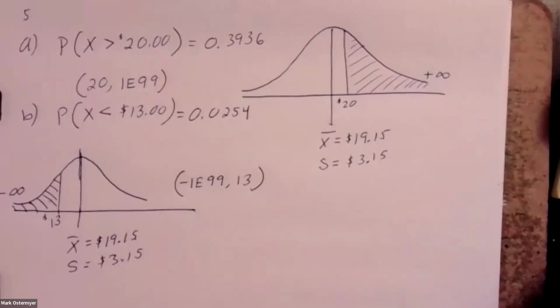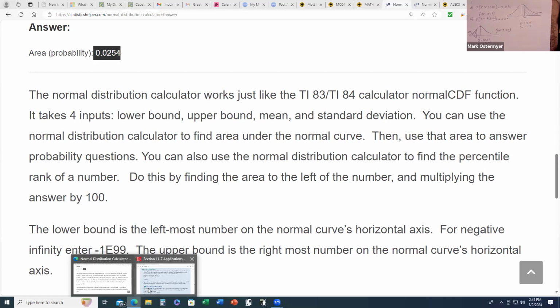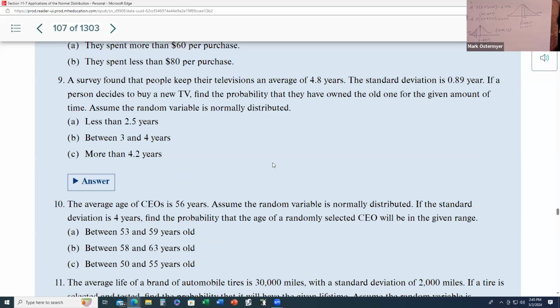All right, let's look at problem number 9. A survey found that people keep their televisions an average of 4.8 years. The standard deviation is 0.89 years. If a person decides to buy a new TV, find the probability that they have owned the old one for the given amount of time. Assume the random variable is normally distributed.